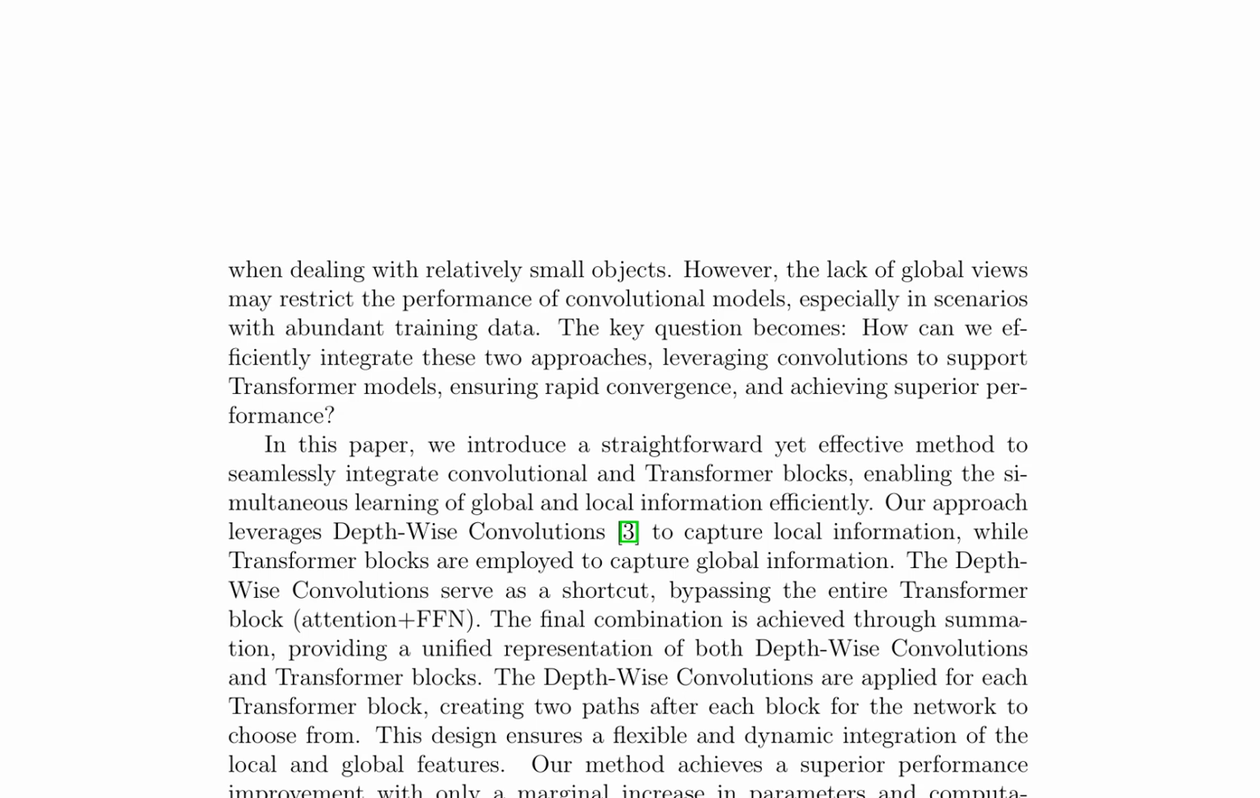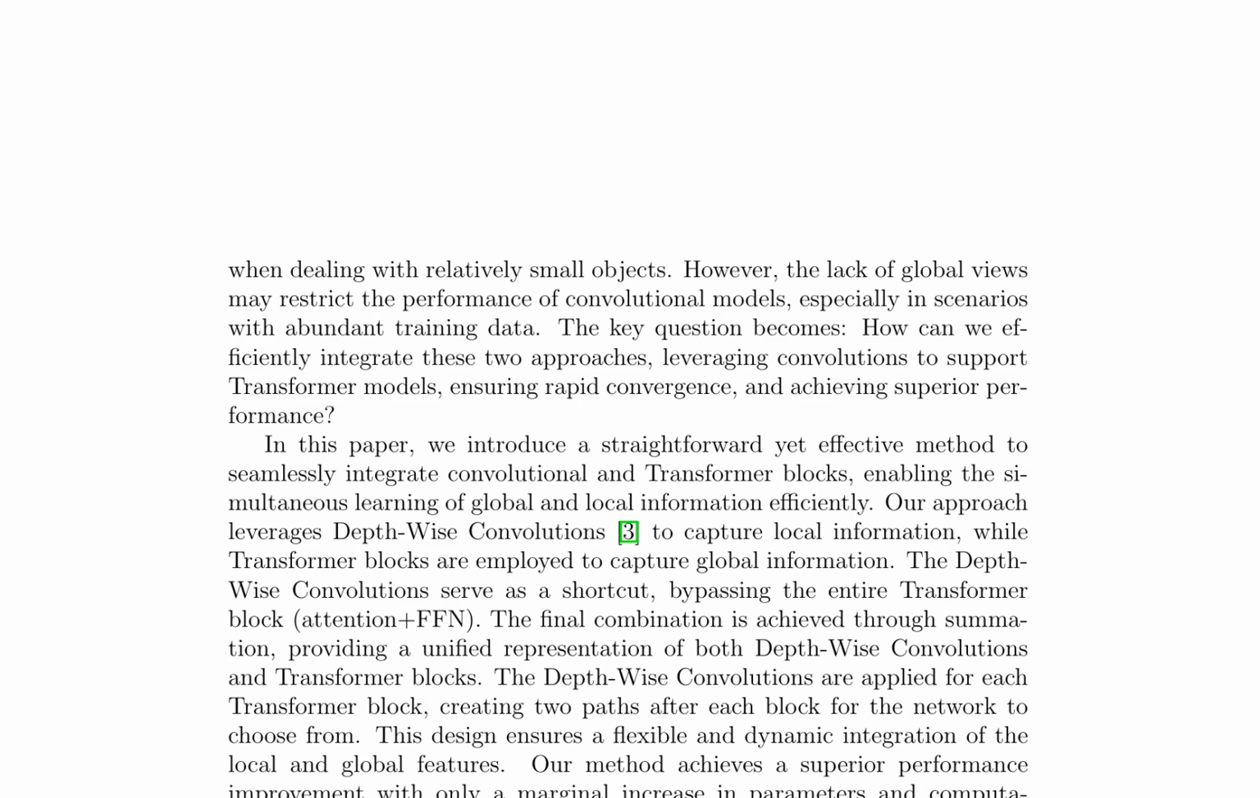The existing paradigm of using either convolutional neural networks, CNNs, or transformer models for image recognition tasks has limitations, particularly when dealing with small objects or abundant training data. The key challenge lies in efficiently integrating these two approaches to leverage the strengths of both.